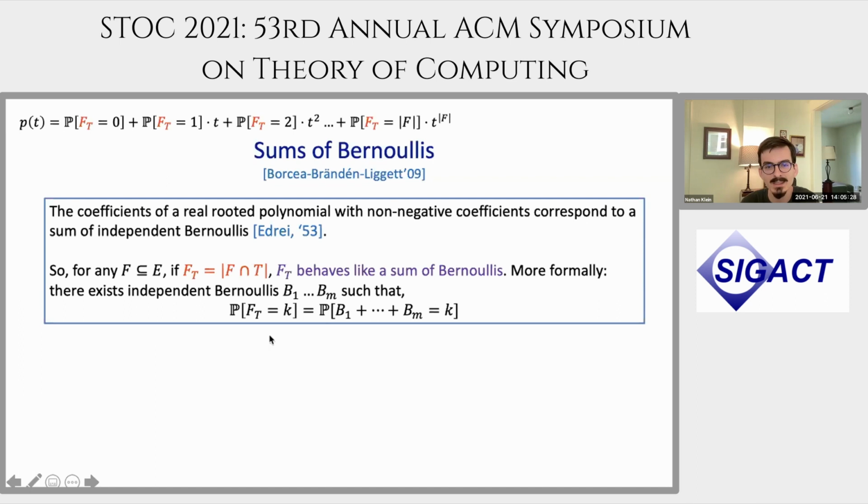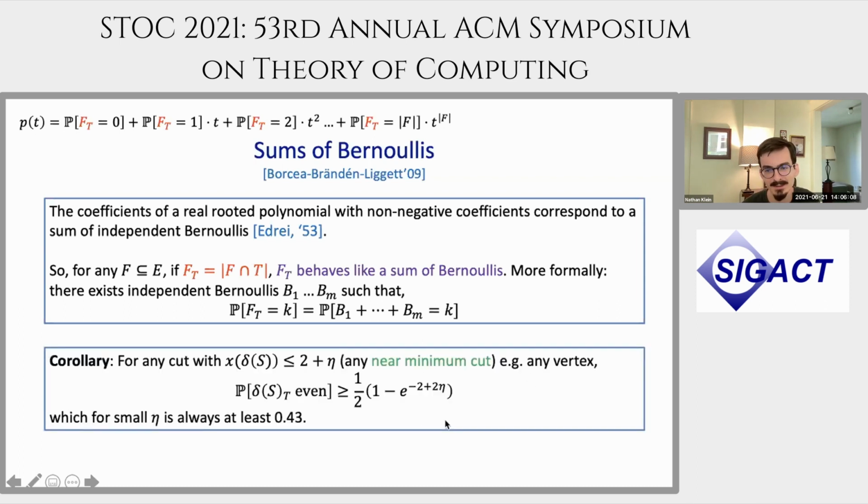And this lets us apply an old and pretty amazing lemma about real rooted polynomials. It turns out that the coefficients of any real rooted polynomial with non-negative coefficients is identical to a sum of independent Bernoullis. So in our setting, this means that for any set of edges F, the random variable F sub t behaves exactly like a sum of Bernoullis. And more formally, I mean that for any set F, there exists some number of independent Bernoullis B1 through Bm, such that for any k, the probability that F shares k edges with a tree is exactly given by the probability these Bernoullis sum to k.